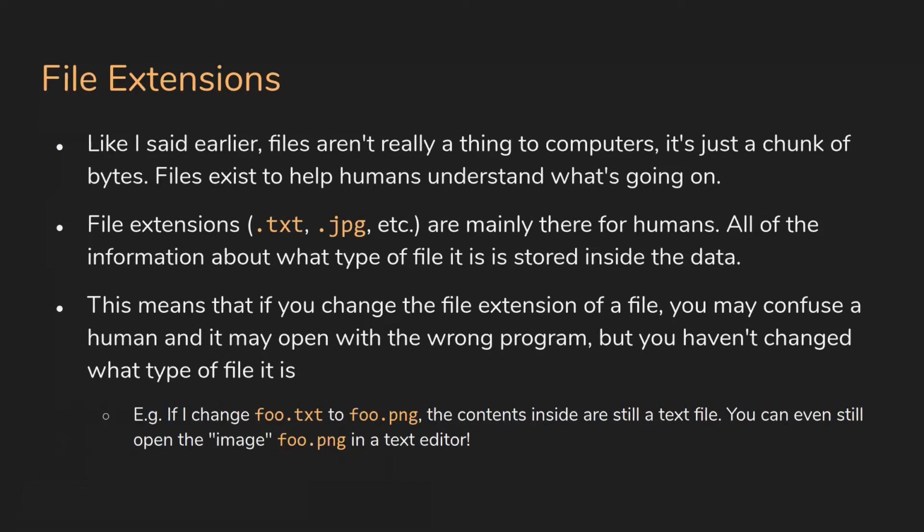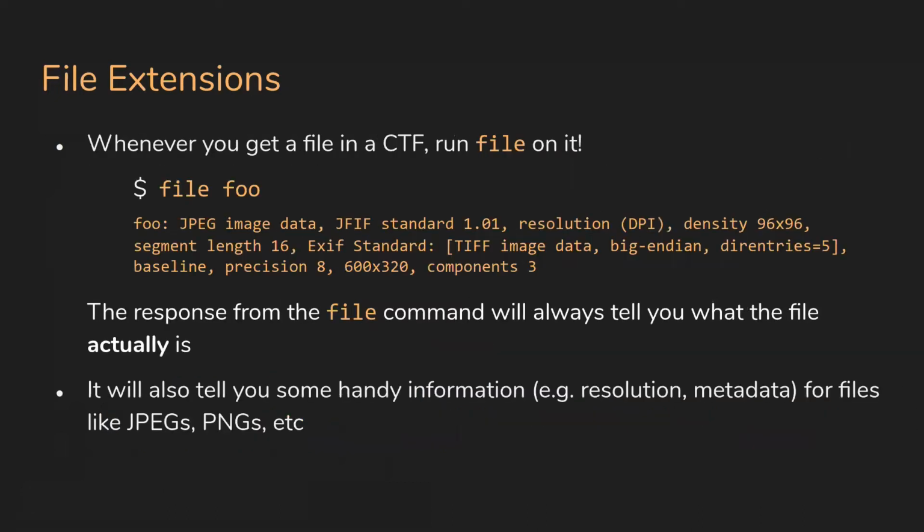There are some operating systems or File Explorers where you can do that and then it'll go and change the actual file type. But for example, if I just rename foo.txt to foo.png, the contents inside are still a text file, and you can open this quote unquote image in a text editor and see the exact same contents. The contents haven't changed. Changing the extension effectively didn't do anything to the actual file. People do this a lot in CTFs. They might change a file extension to throw you off a little bit or make it open in the wrong program and make you think it's broken.